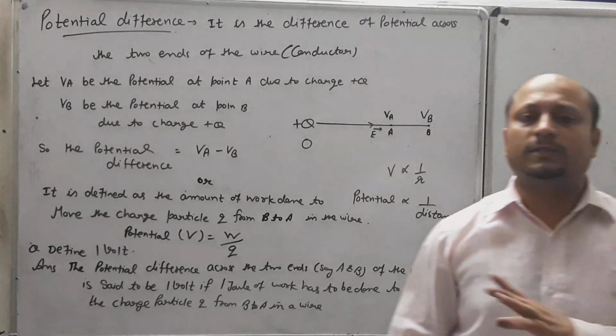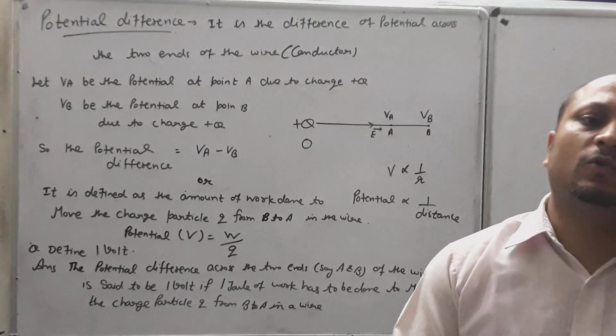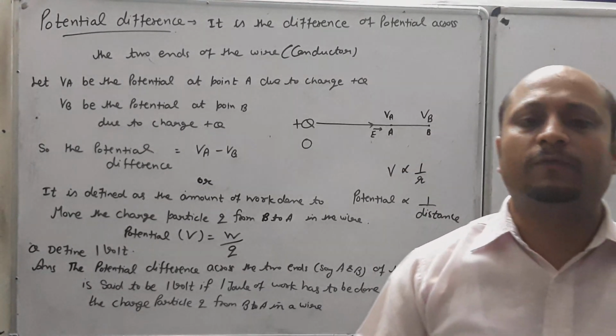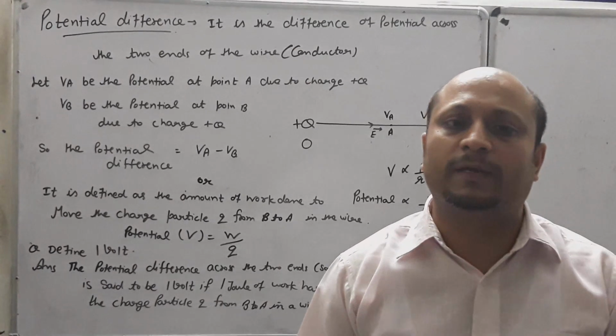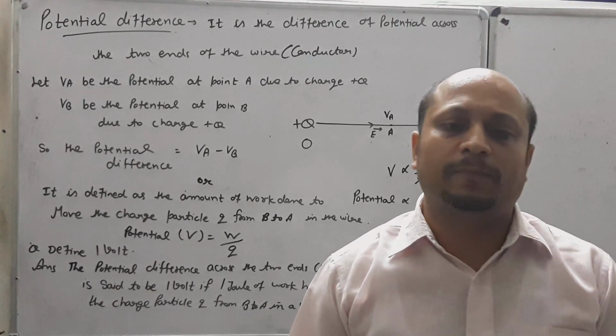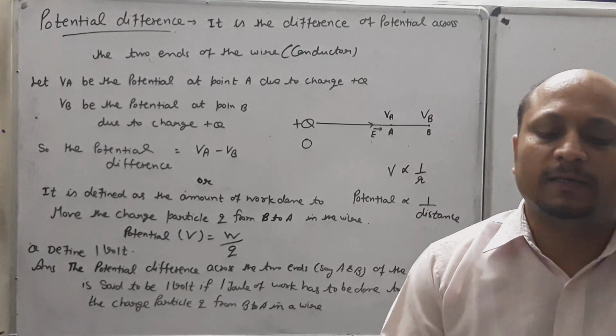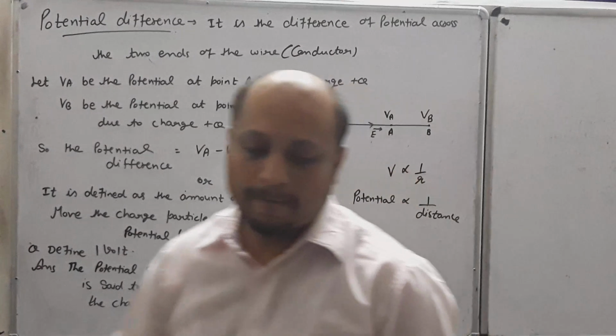The potential difference across the two ends of the wire is said to be 1 volt if 1 joule of work is to be done to move the charged particle from point B to point A. That is known as the potential and its unit is volt.